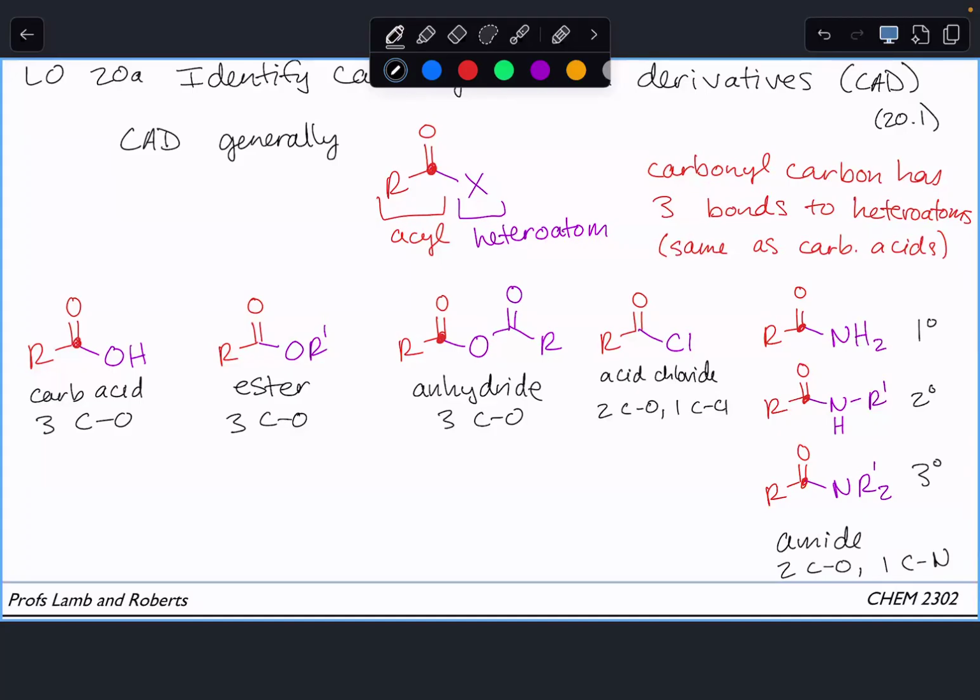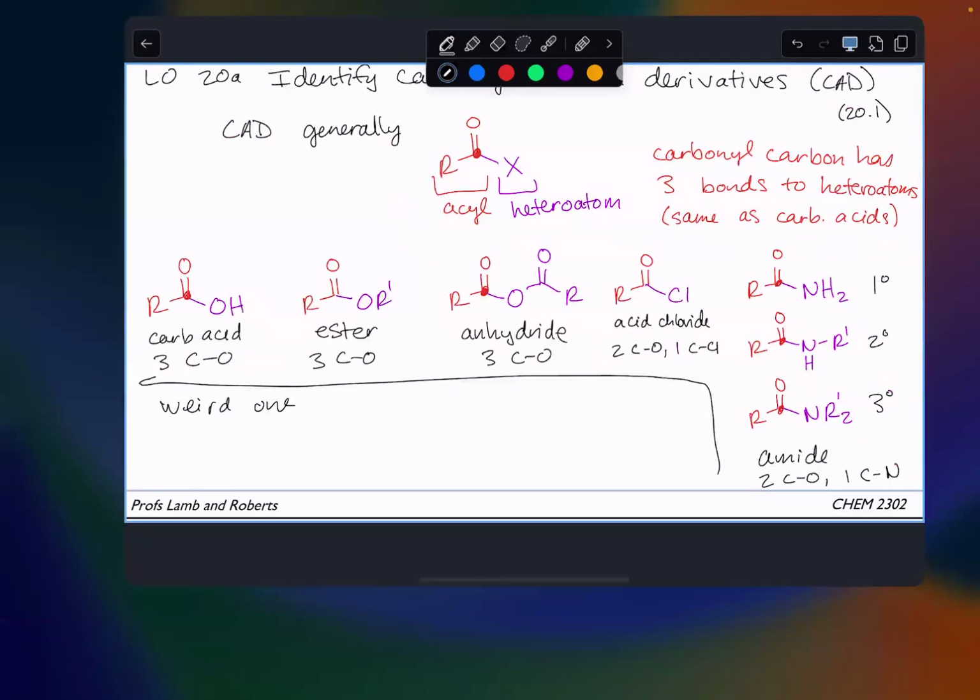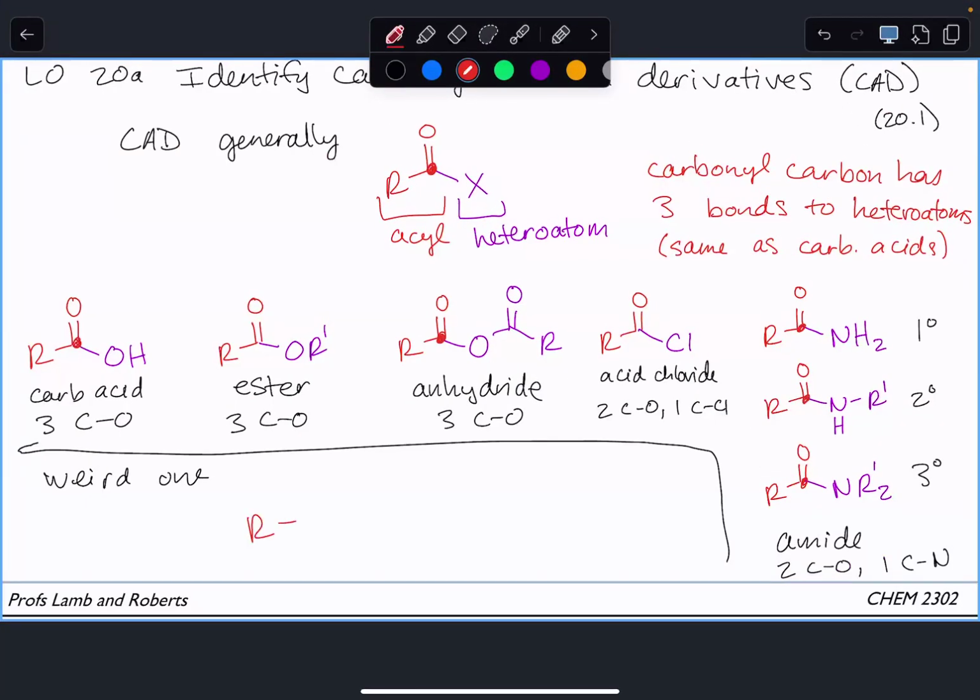So there is one weird one that doesn't really follow these rules. It still has 3 bonds to heteroatoms. It just looks weird. So the weird one is the nitrile, which looks like this. So this is the nitrile. We have 3 CN bonds. So because we still have 3 bonds to heteroatoms, it is still a carboxylic acid derivative, but it looks really different, right? We don't really have that acyl group. So that one's a little bit weird. We'll kind of treat that one separately, but it does actually react the same way.